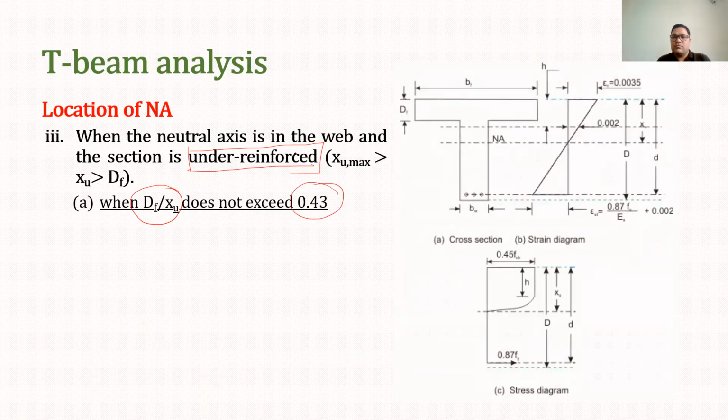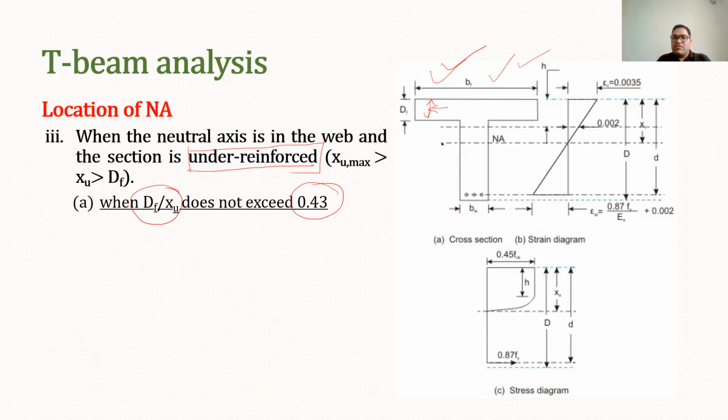In this scenario, this figure is exactly similar to case 2A. The only difference is that our beam in this scenario will be an under reinforced beam. Otherwise the figure will be the same, which means that the stress within the flange will be constant. Like in case 2A, we were considering that stress within the flange will be constant. The same scenario will also be here.